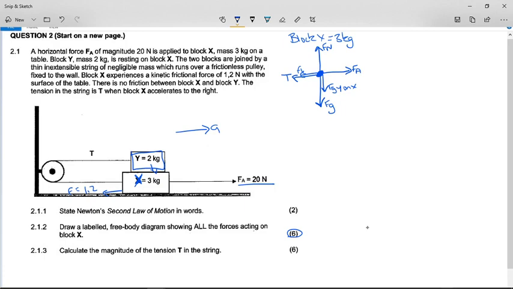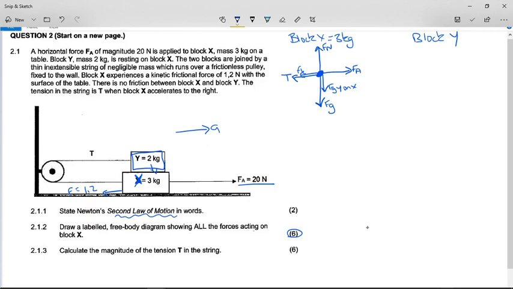Now it says calculate the magnitude of the tension T in the string. So obviously we're going to use Newton's second law, F net equals ma, to solve this. But we have 2 unknowns. We don't know the acceleration and we don't know the tension in the string. So simultaneous equation, here we come. Before we start, we need to draw the force diagram for block Y.